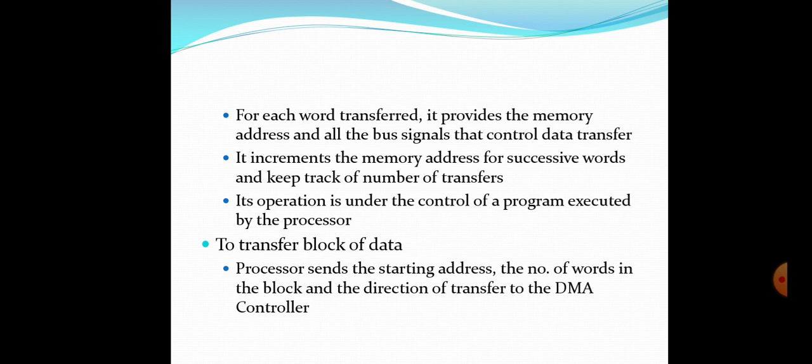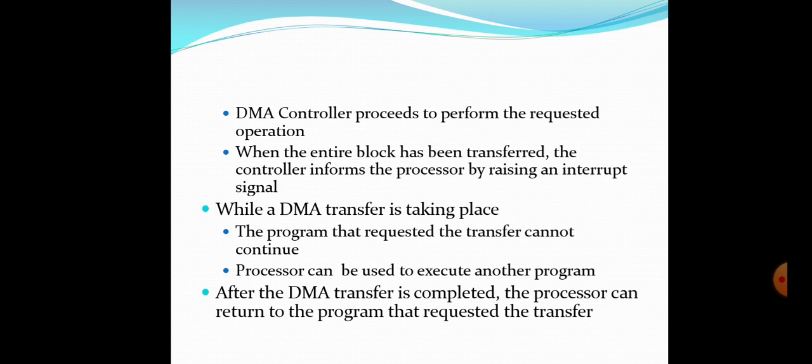To transfer a block of data, the first step is that the processor sends the starting address, the number of words in the block, and the direction of transfer to the DMA controller. So in order to initiate the DMA transfer, this basic information, that means the starting address, the number of words to be transferred, and the direction, whether it is a read operation or a write operation, needs to be transferred to the DMA controller, and it is done by the processor. Then the DMA controller proceeds to perform the requested operation, that means the DMA transfer.